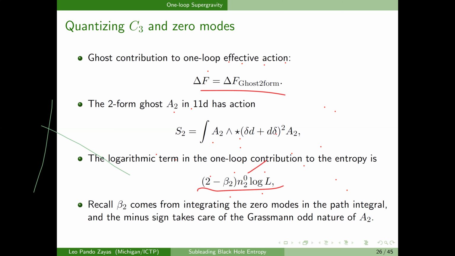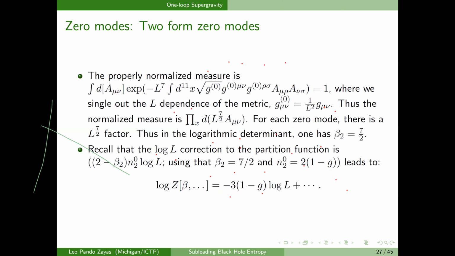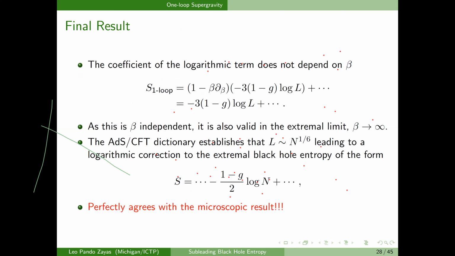So what I need to do is to put it together. I still have to compute the appropriate measure for this field, which is this beta 2. This is a standard computation. You just have to look at the measure, make sure that it's properly normalized, and you know how the metric scales. So from there, you see how a 2-form will scale in your path integral. So when you put all that together, you get that the one-loop contribution to the effective action is given by this formula here. And that precisely leads to a perfect agreement with the microscopic result.